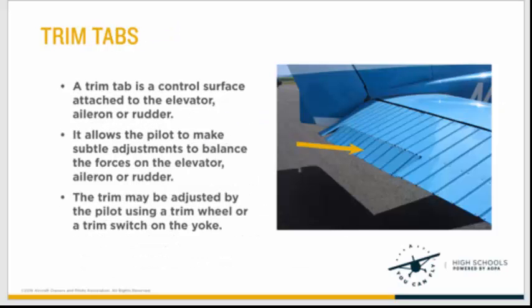Here we can see the trim tabs. The trim tab is a control surface attached to the elevator, aileron, or rudder. This allows the pilot to make subtle adjustments to balance the forces on the elevator, aileron, or rudder. We can adjust these by using the trim wheel or trim switch.